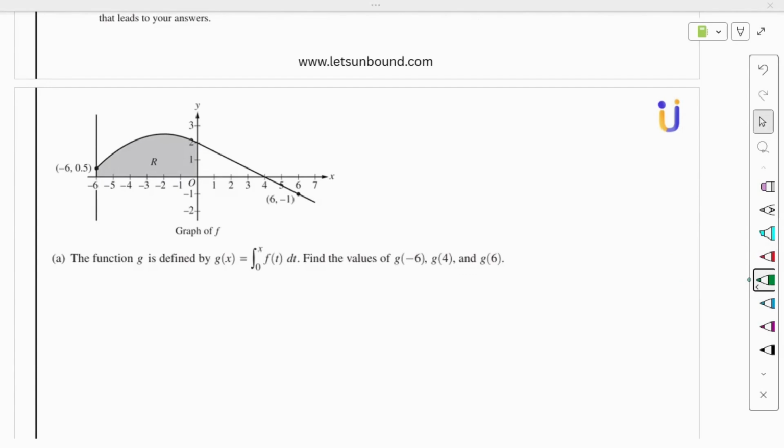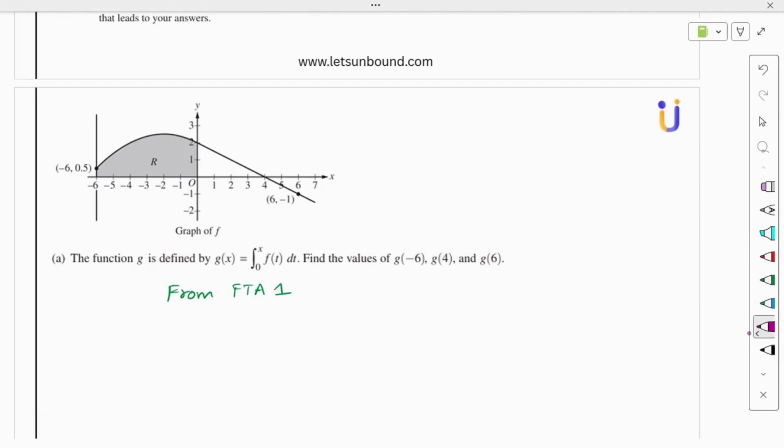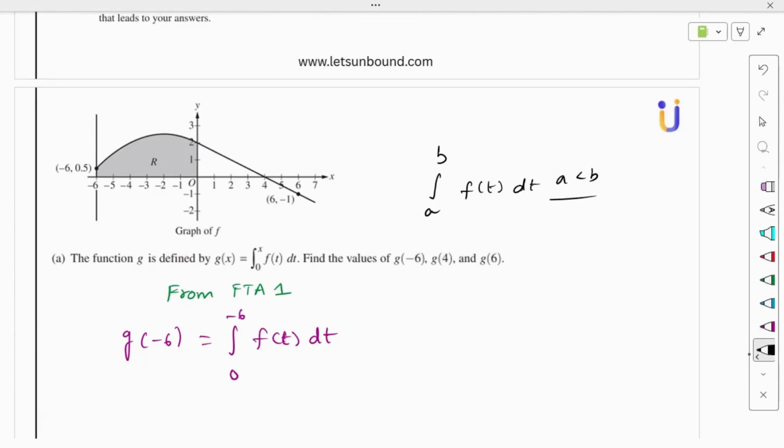Right. So from FTC, the Fundamental Theorem of Calculus 1, if you got the structure, g of x is nothing but the area under the curve from the limits given. So that is the meaning, right? So if you want g of -6, it's the integral from 0 to -6 of f of t dt. But if you're writing a theorem, the integral from a to b of f of t dt means your a should be less than b. But what happened here? 0 is greater than -6.